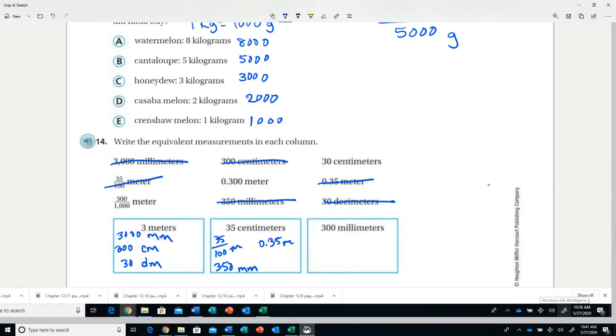So 30 centimeters would be 30 times 10. Yes. 0.0300. I think I added an extra 0 there. Still, yes. And 300 over 1,000 meters. Yes. Kind of a tricky question. Be careful.